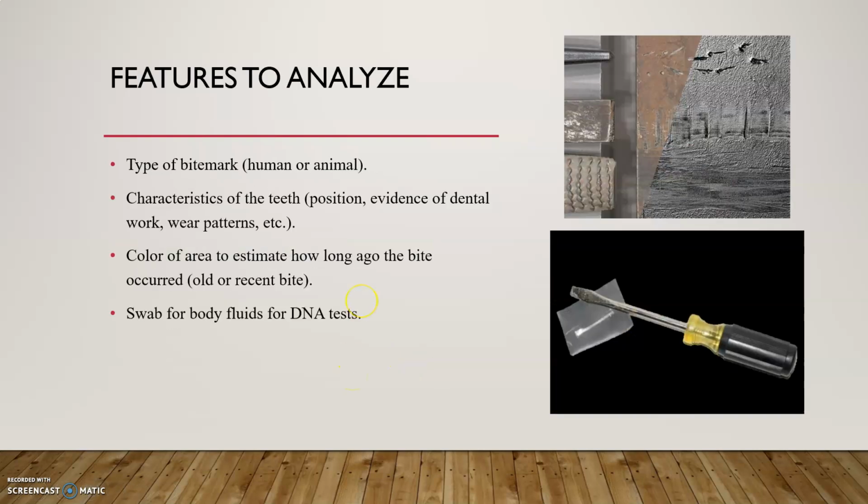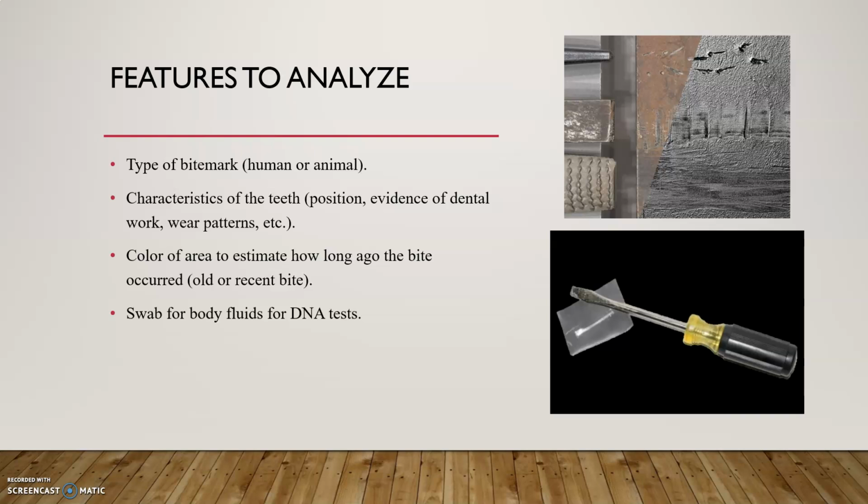In terms of features to analyze, there are 4 different things. You're going to want to know what type of bite mark it is, whether it's human or animal. You can tell that by the different types of teeth. When you guys do your bite mark lab or activity, we'll talk about how teeth grow and when you get your adult teeth and what types of teeth you have. Characteristics of teeth are going to be position, evidence of dental work, wear patterns, maybe if you have a chipped tooth or if you've had any kind of work done like a root canal.